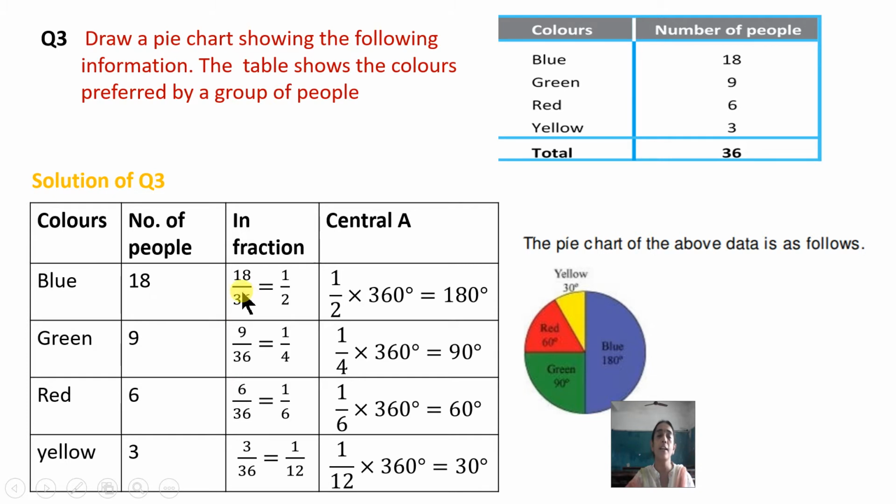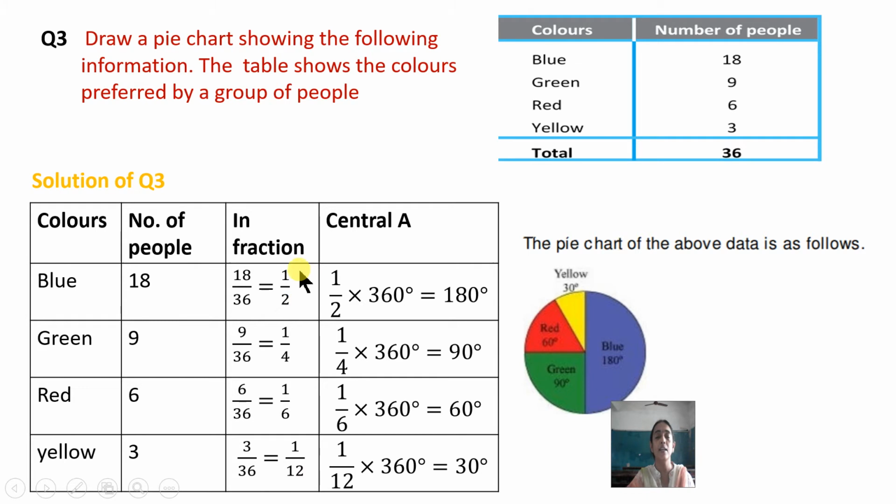Then find the fraction because total already is given to be 36. So 18 upon 36, which is equal to half. 18 ones are 18, twos are 36. 9 upon 36 is equal to 1 upon 4. 9 ones are 9, fours are 36. 6 upon 36 is equal to 1 upon 6. 6 ones are 6 and 6 sixes are 36. And 3 upon 36 is equal to 1 upon 12. 3 ones are 3 and 3 twelves are 36.